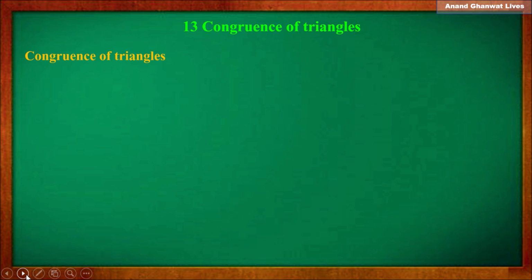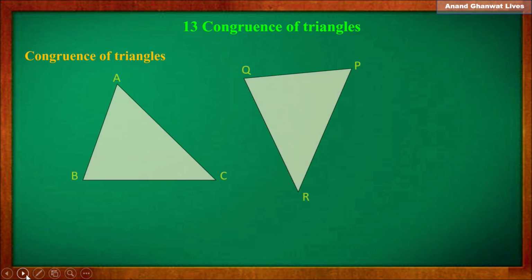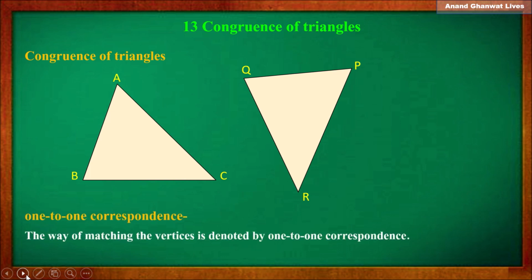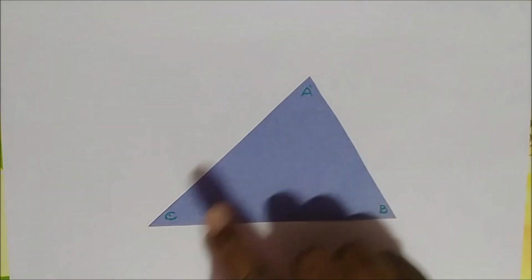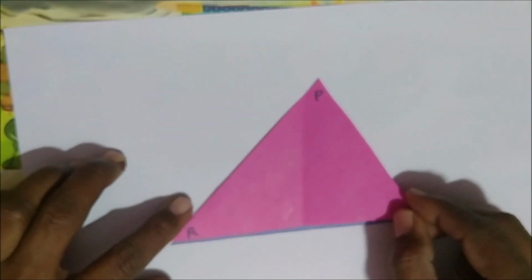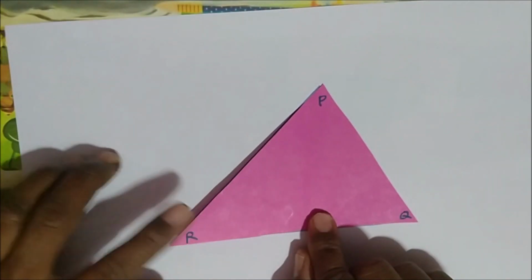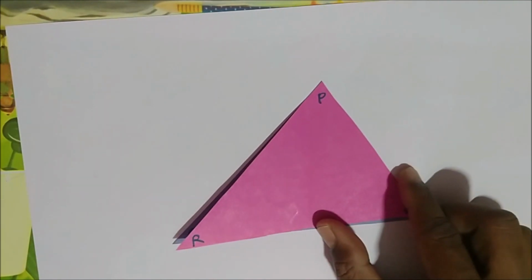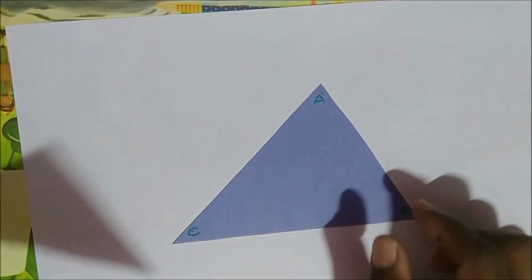Now let us learn congruence of triangles. Observe these two triangles and say whether the triangles are congruent or not. For understanding the congruence and one-to-one correspondence, we have to observe the next video. Okay, triangle ABC and triangle PQR exactly match each other. Therefore, these two triangles are called congruent triangles.